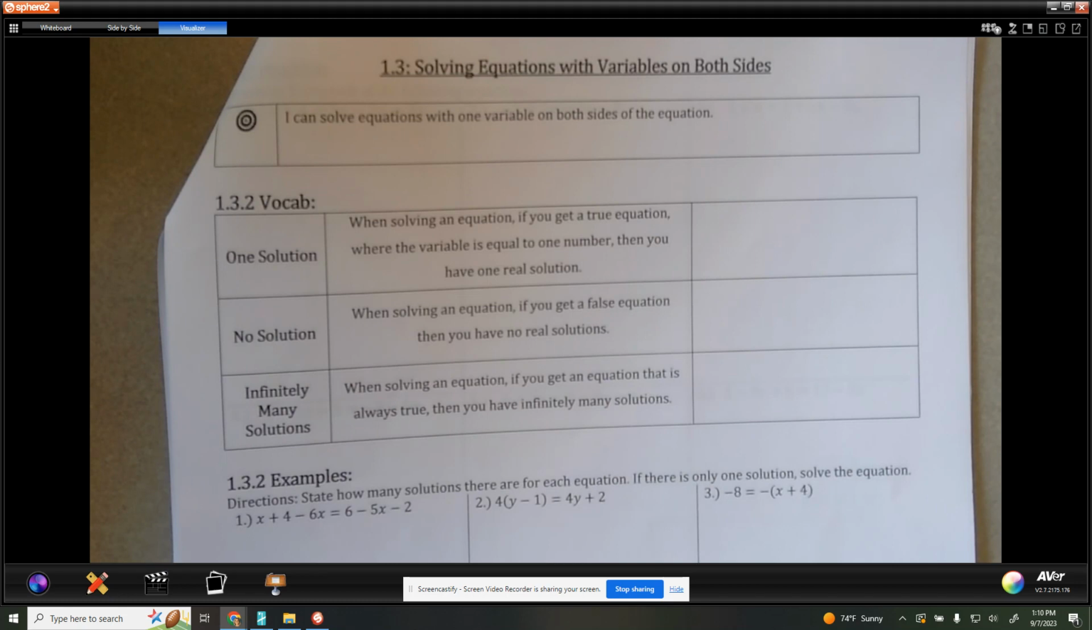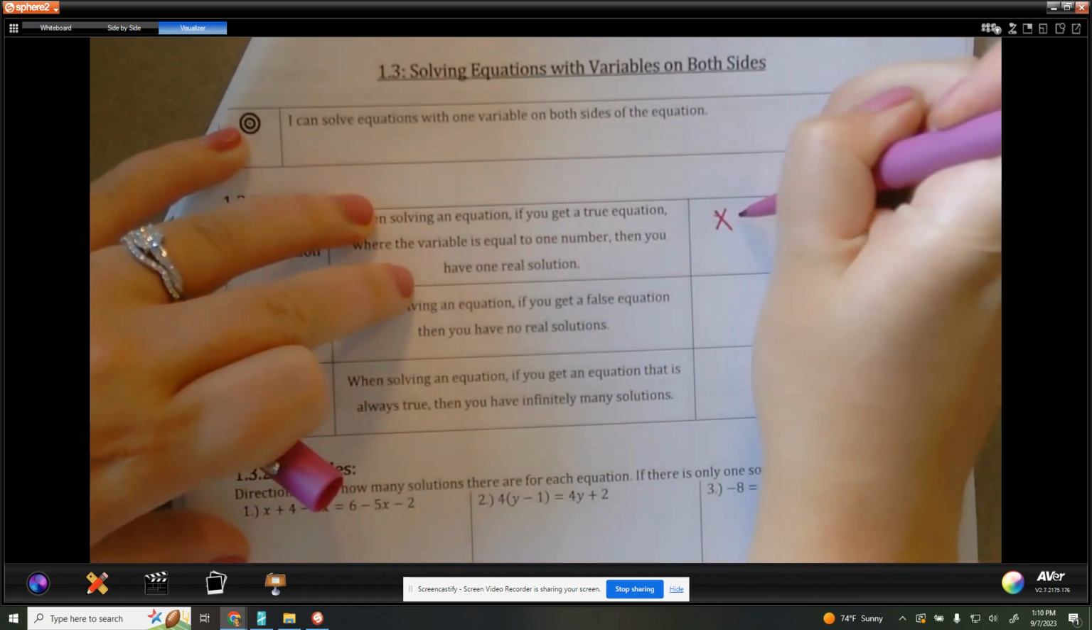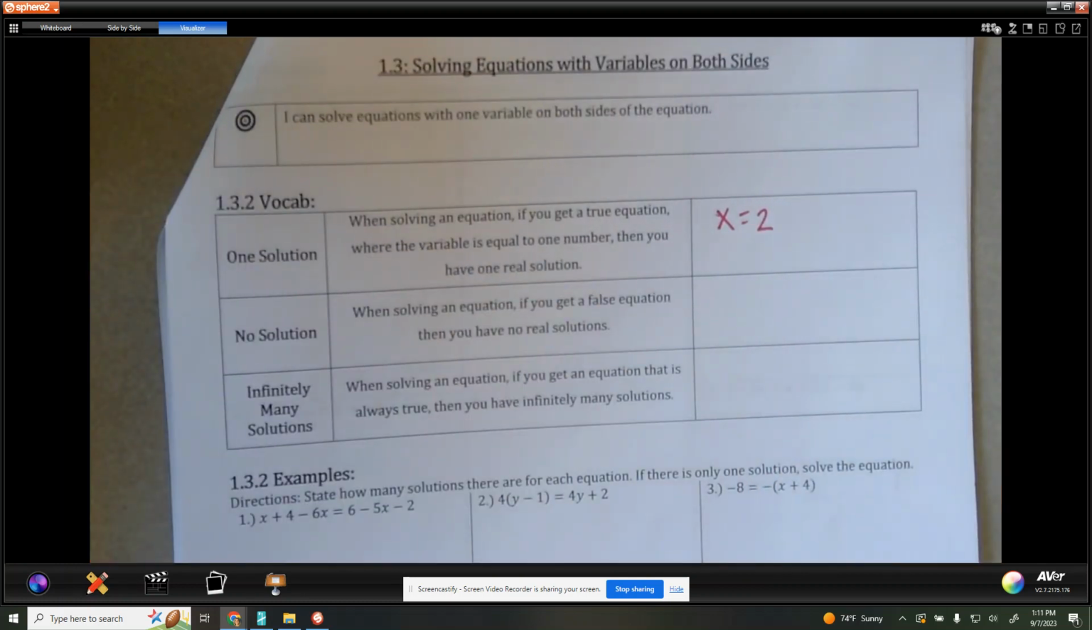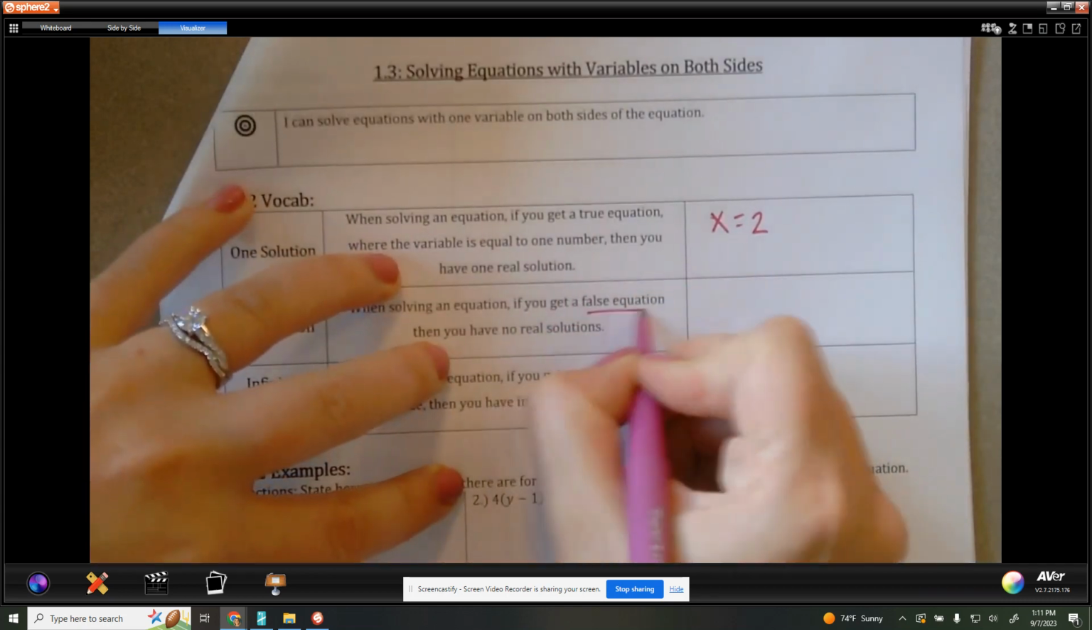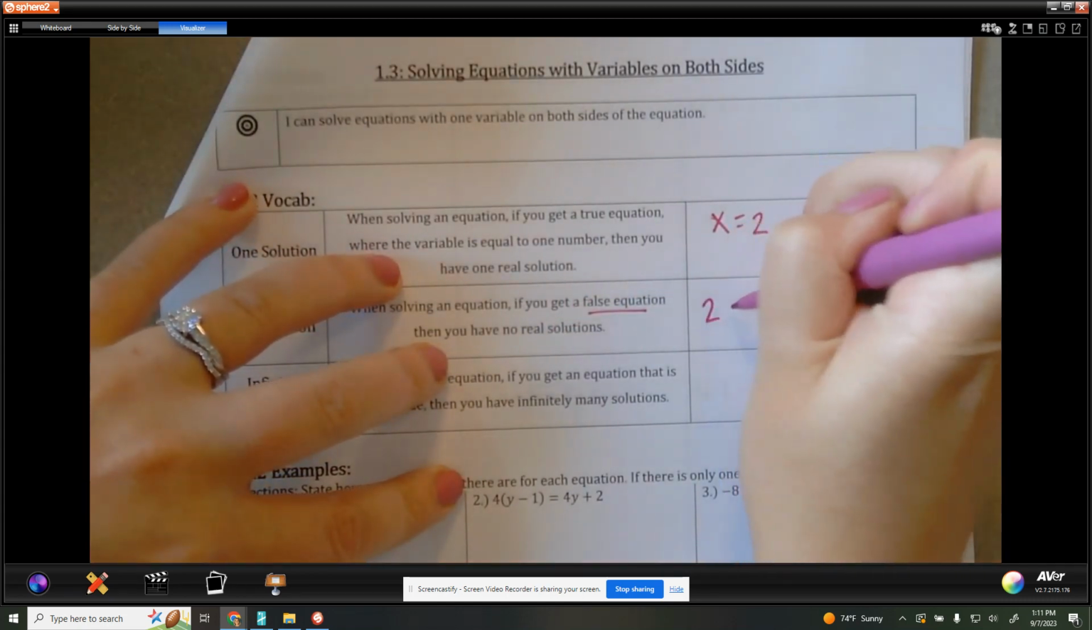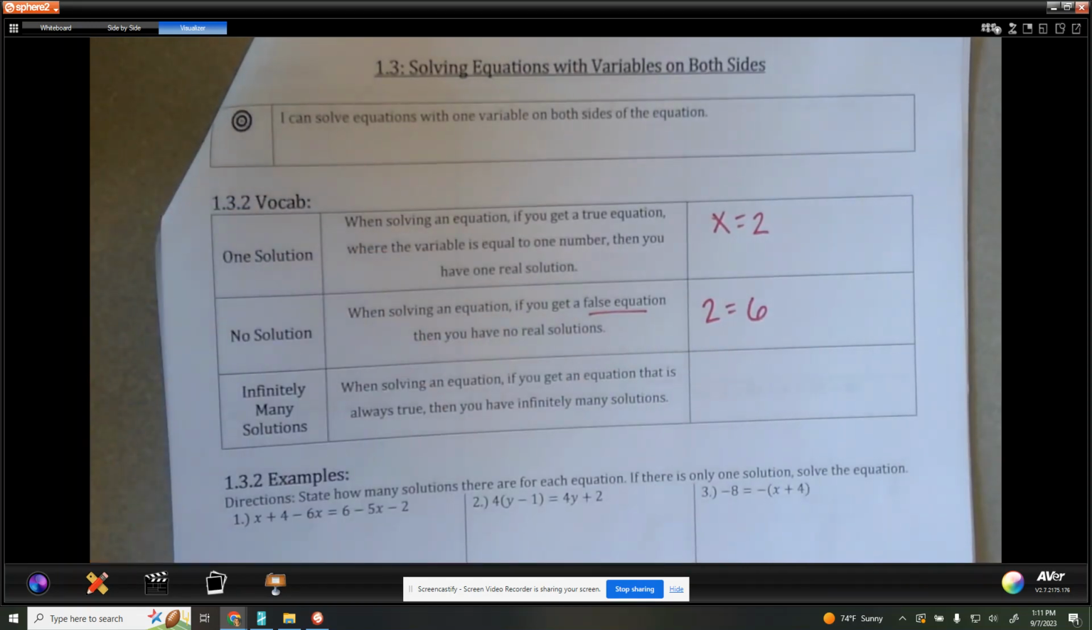So the first bit, when solving an equation, if you get a true equation where the variable is equal to one number, then you have one real solution. And that's the kind of thing that we have been dealing with, like x equals 2. That's the one real solution. Now, no solution is where you solve an equation and you get a false equation, like 2 equals 6. 2 will never be equal to 6. That is a false equation, so that's no solution.